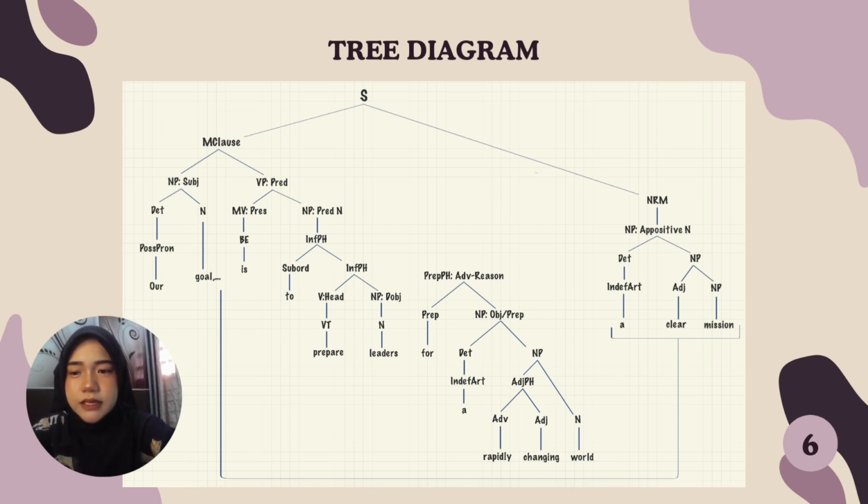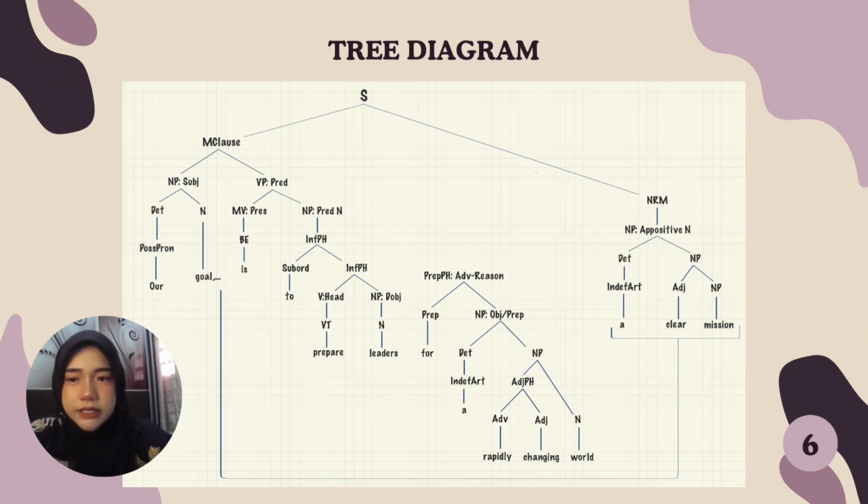The last slide is my tree diagram, and the final summary for this diagram is that the sentence has one main clause, which makes it independent and complete. And in the sentence, the main verb is a be verb that connects the subject, which is our goal, to more information: to prepare leaders for a rapidly changing world. The infinitive phrase to prepare leaders for a rapidly changing world tells us what the goal actually is. It functions as the subject complement.